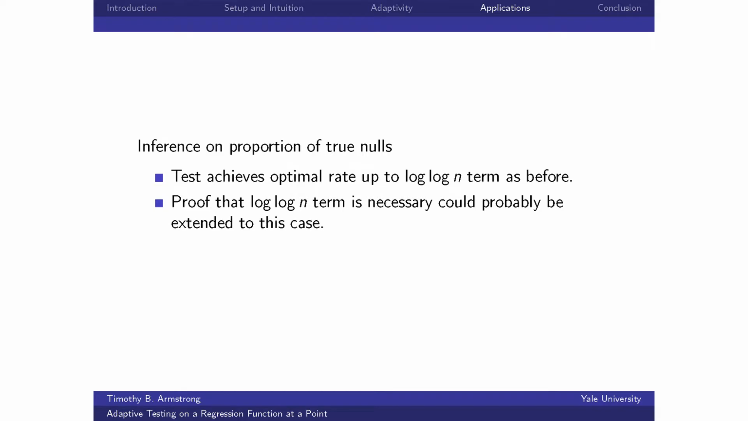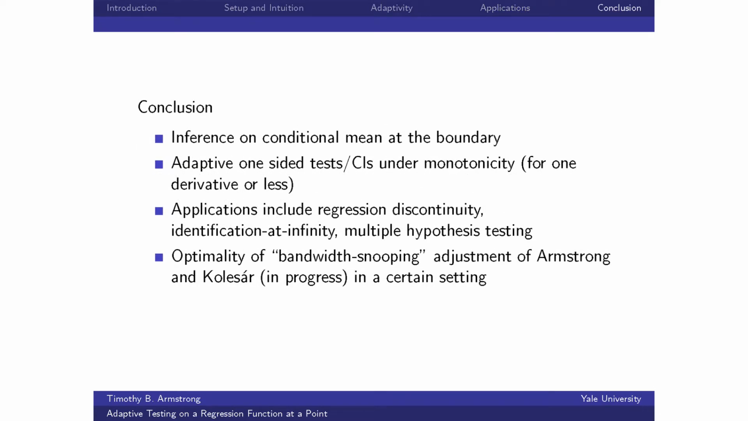OK, so to conclude, I've talked about inference on the conditional mean at the boundary, shown how to get adaptive one-sided tests and confidence intervals under a monotonicity condition, where we impose a small amount of smoothness. Applications include regression discontinuity, identification at infinity, and multiple hypothesis testing, and I guess anything else that has to do with inference on something in a boundary.